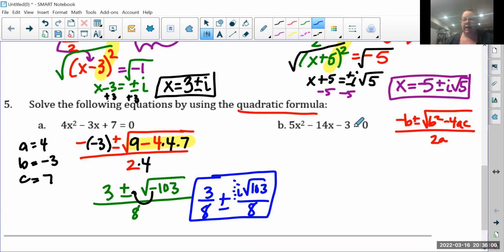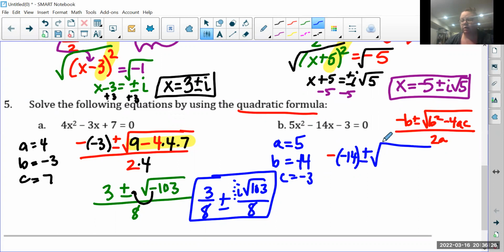All right, part B. So again, it's already set up equal to 0. So I can go ahead and find my A values. So my A is 5. My B is -14. And my C, oops, got the 10. My C is -3. Go ahead and plug it in. So negative B, so that's negative of -14, which will make a +14, plus or minus the square root. 14 squared is 196. 196 minus 4 times my A, which is 5, times my C, which is -3, all over 2 times my A, which is 5.